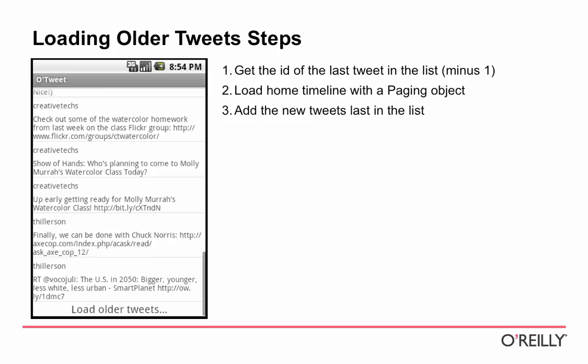Then we say load home timeline with the paging object again, and instead of saying that we want tweets newer than a certain ID, we say that we want tweets older than a certain ID, and then we append those tweets at the end of the list and go through the same dance where we tell the adapter to load those in and then notify the list that it's changed. So let's go look at the code.